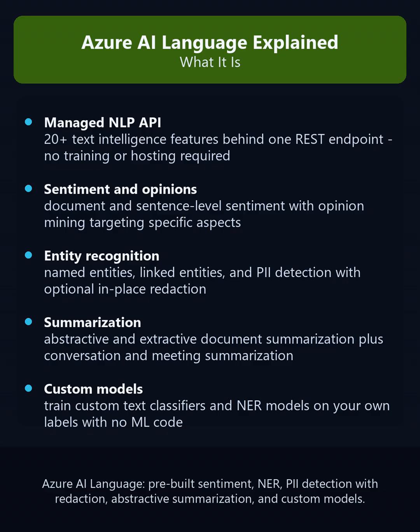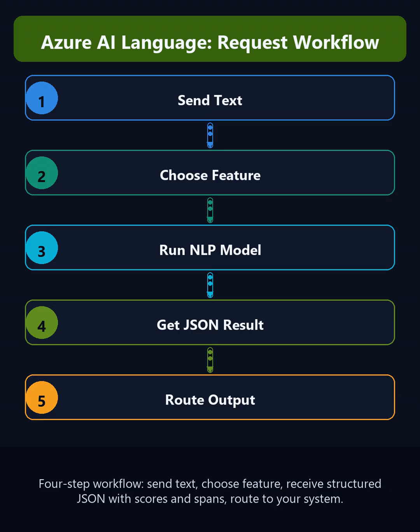The Azure AI Language workflow runs in 4 steps. Send your text or document to the language REST endpoint with your chosen feature. The service runs the selected NLP model: sentiment, entities, summarization, or PII detection. Receive a structured JSON response with scores, spans, and extracted fields. Route the results to your application, database, or downstream automation pipeline.